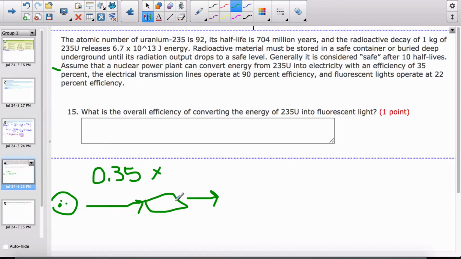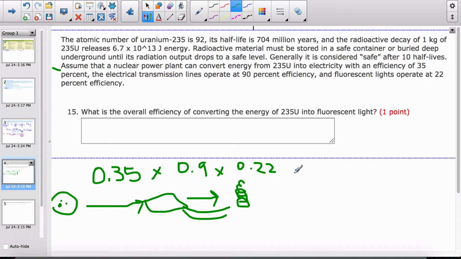Transmission lines, so now the lines to your home, are 90% efficient, which is good. You don't lose too much energy from those. A little bit, because you lose a little heat, little sound. If you stand underneath them, you can hear them. And then finally they get to your house and they turn on your fluorescent bulb. And that bulb is 22% efficient.